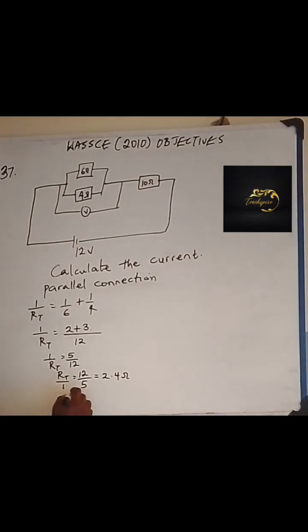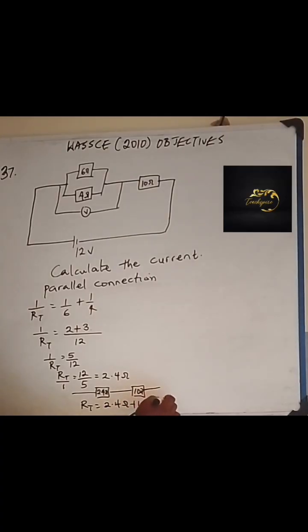This circuit changes to something like this. So I have 2.4 ohms here, then I have 10 ohms here. And when resistors are connected in series, you simply add them. So I'm going to have R total equal to 2.4 ohms plus 10 ohms, and that will give me 12.4 ohms.